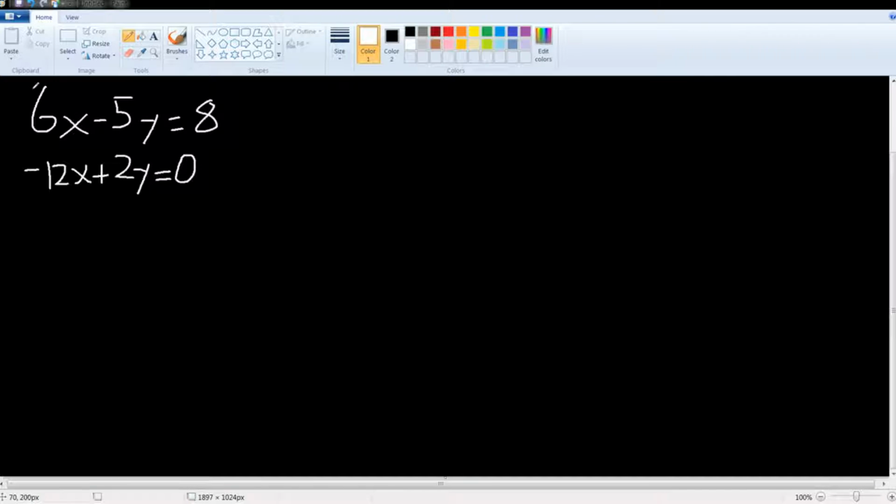I can see that if I multiply the first equation by 2, I would get 12x, and that would cancel out with a negative 12x in the bottom. So let's do exactly that. So we'll have 2 times 6x minus 5y is equal to 8. Remember, we're multiplying this all by 2.